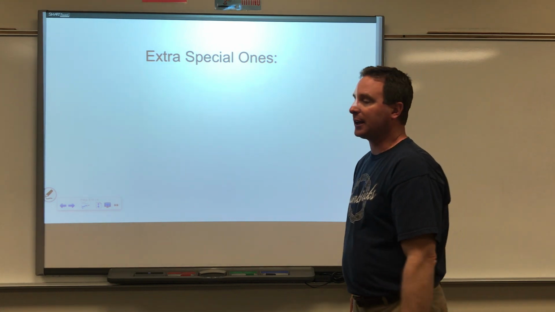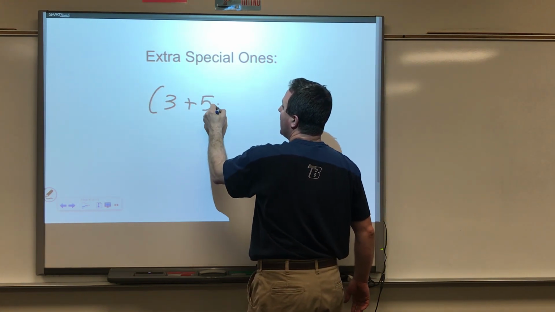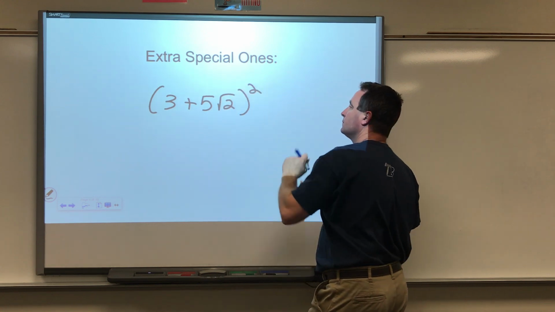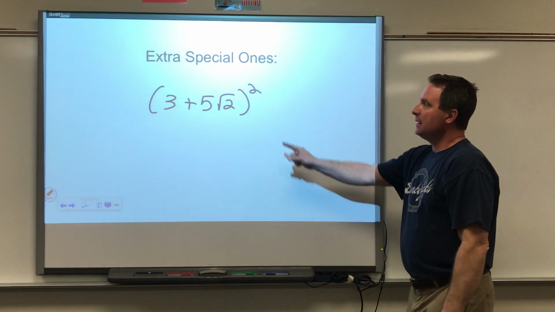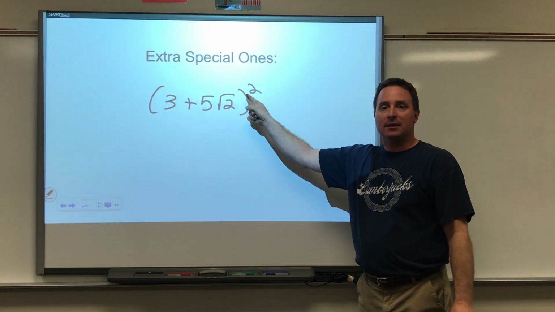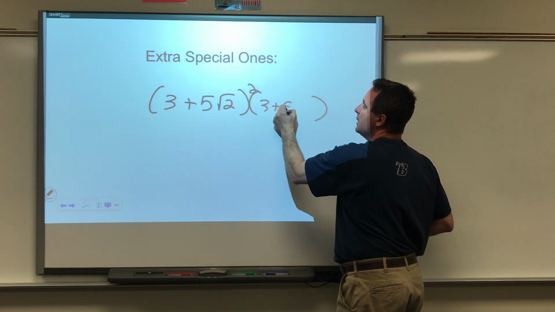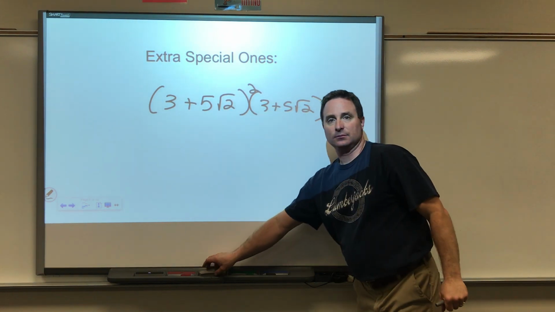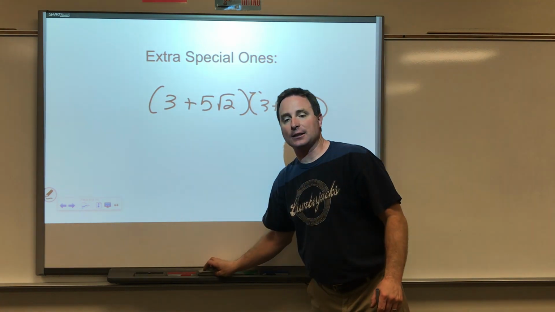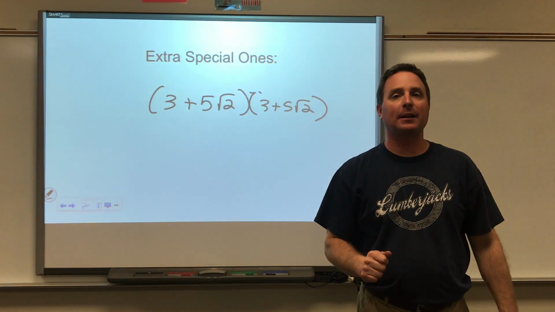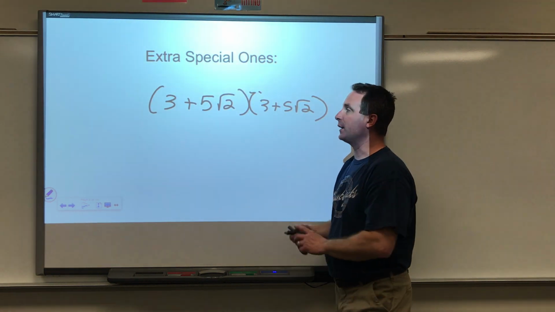You're going to see a couple that look like this. What if I had 3 plus 5 square roots of 2 squared? Okay, well, if you remember, what does it mean to square something? To square something means you multiply it by itself 2 times. Okay, and again, a long time ago we looked at a little pattern, a little shortcut to this, but I'm willing to bet most everybody forgot. Easiest thing to do is to write it twice, and then let's FOIL.